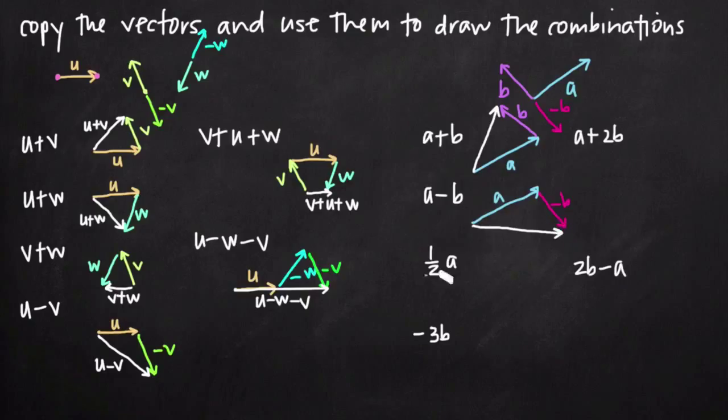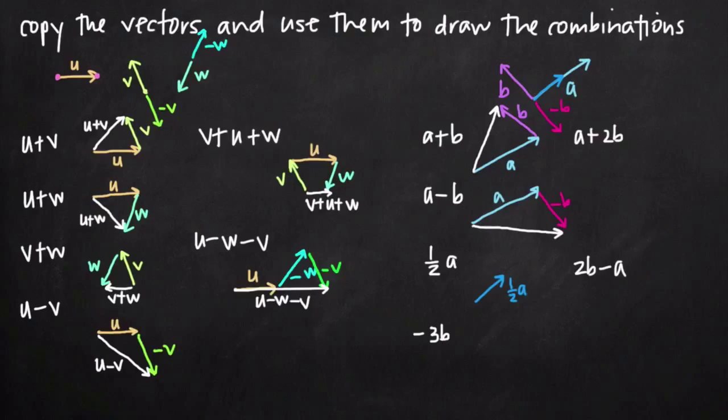1/2 a, now this starts to get a little interesting here. It's the vector a, but half of the magnitude. So same direction, but half of the magnitude. So 1/2 a is going to be half like this, 1/2 a. So we just need to draw this vector here and call it 1/2 a, like that. That's all there is to it.